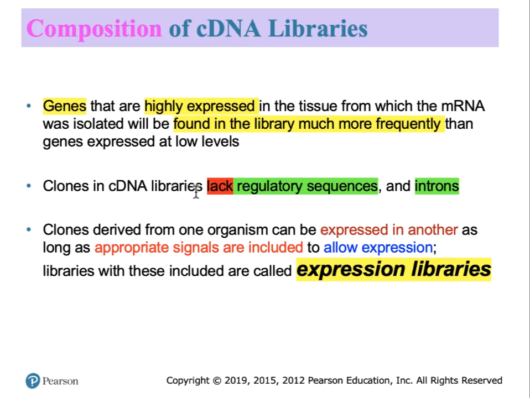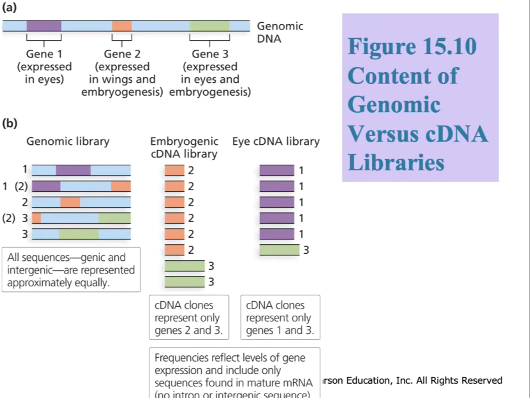And not only that, they also lack regulatory sequences and all the other extraneous DNA components, including introns. So cDNA libraries are valuable because they only represent what that cell is making in terms of messenger RNA at that time. Additional benefits include the level of representation of different messenger RNA types is proportional to the activity of that gene, i.e.